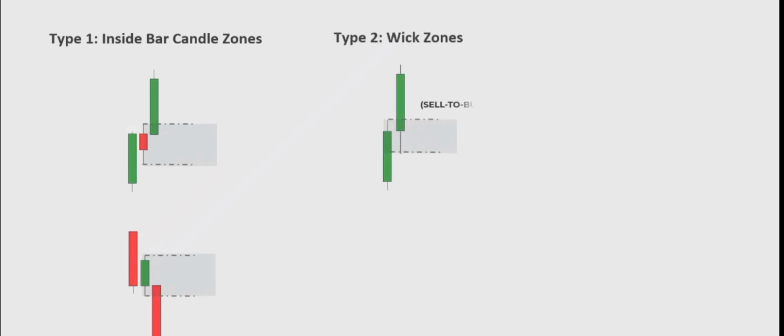Type 2: wick zones. Now this one's sneaky, and smart money loves using it. In a bullish rally, you might see nothing but big green momentum candles. No visible demand zone, right? But look at those wicks. They're not just noise, they're lower time frame pullbacks. Those wick zones represent hidden sell-to-buy ranges, where price briefly dipped to grab liquidity before pushing higher. The same thing applies in bearish moves. Large candles with long upper wicks often hide buy-to-sell zones on the lower time frame.